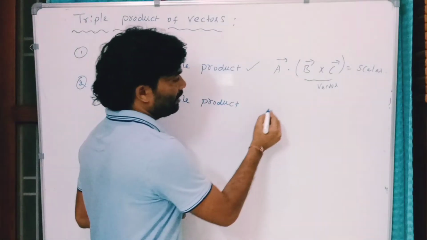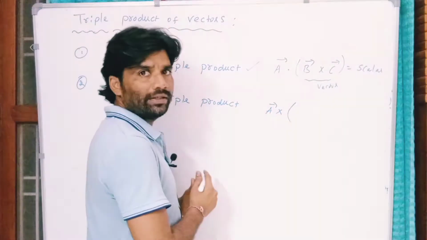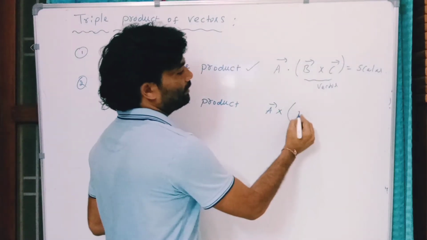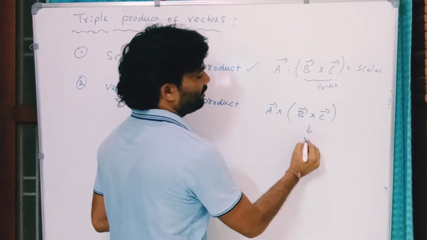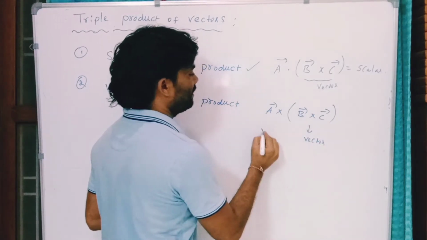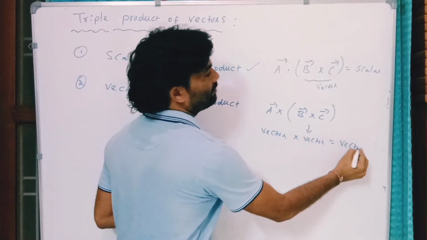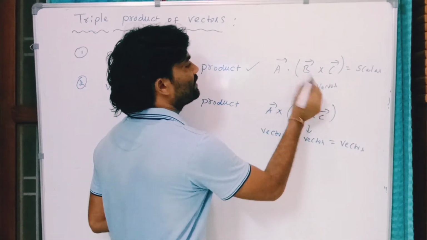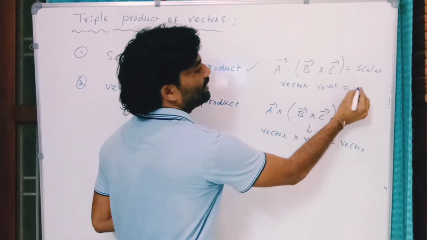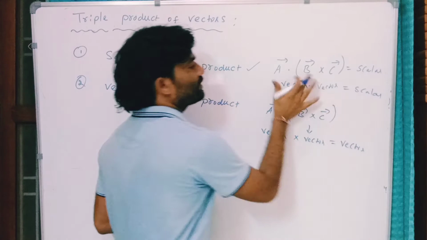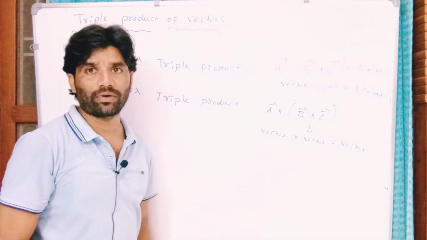And we can also multiply these three vectors in a different way. A bar cross of B bar cross C bar. This is a vector and this is also a vector. Vector cross vector is a vector. But in the earlier case, this is a vector, this is a vector, and vector dot vector is scalar. So that is called scalar triple product. This is called vector triple product.